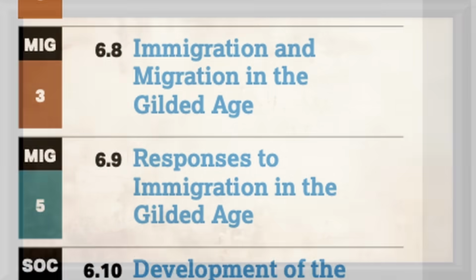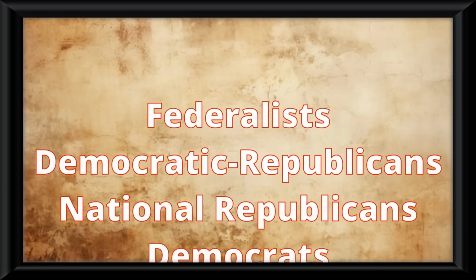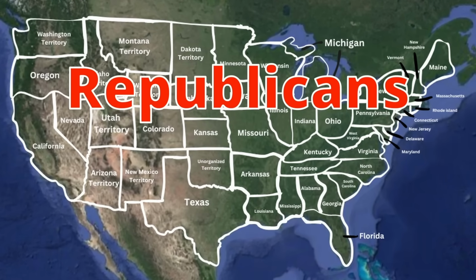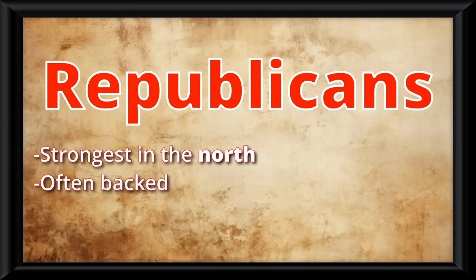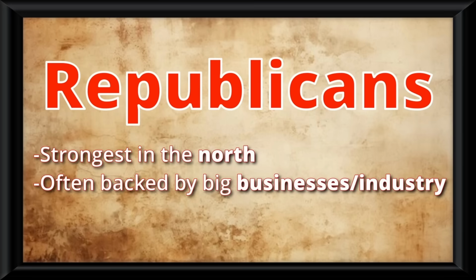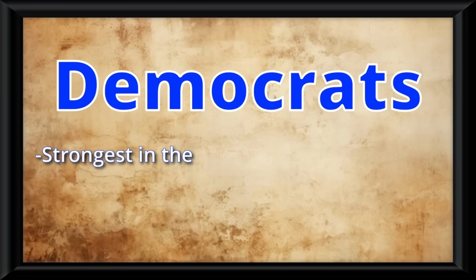To close out this unit, we're gonna talk about politics. Throughout US history, we've gone through many political parties. For the Gilded Age, the US has settled on the Republicans and Democrats. Republicans were strongest in the North, were often backed by big businesses and industry, and supported high tariffs along with gold standard currency. Democrats were strongest in the South.